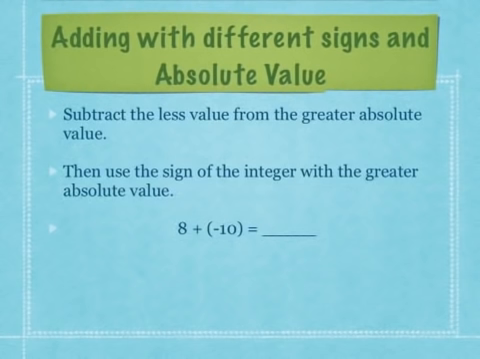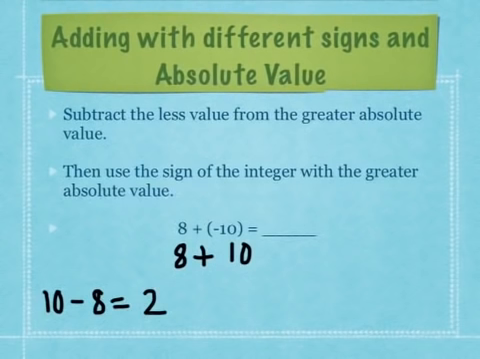And this is our last strategy using absolute value when we have different signs. So step number 1 is to find the absolute value of each number. So we have 8 and we have 10. Then we are to subtract the lesser value from the greater absolute value. So that means 10 minus 8, which equals 2.